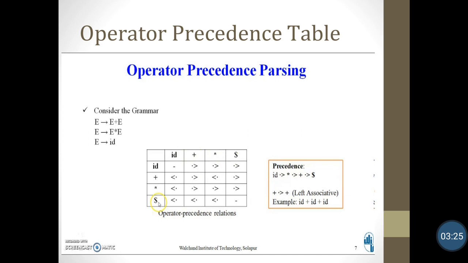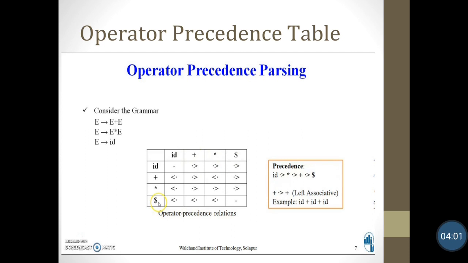Then if we compare plus with each symbol of the operator precedence table, ID, plus, star and the $ sign, ID has higher precedence, so we will mark the arrow in the other direction. Plus and plus have the same precedence, so we will mark this according to left associativity, and star has higher precedence and the $ sign has low precedence.